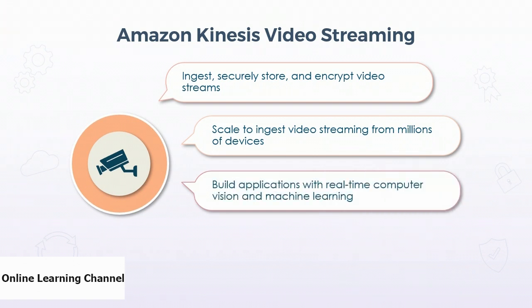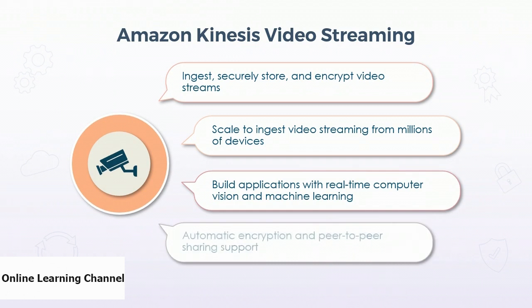It enables users to build applications with real-time computer vision and machine learning. It protects data by automatically encrypting it and supports a two-way real-time video streaming interaction between connected devices, thus enabling video chats and peer-to-peer sharing with almost zero latency. All the data that is stored on Amazon S3 using Amazon Kinesis video streams is searchable based on incoming devices and the generated timestamps.